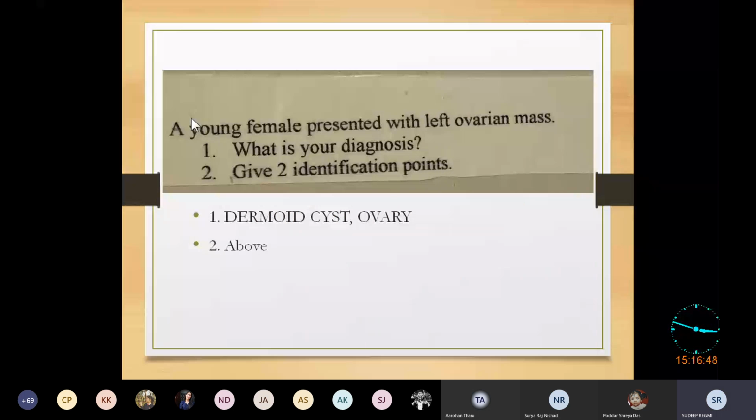So a young female presented with left ovarian mass, what is the diagnosis, and give two identification points. So you can do this. What is the diagnosis? It is dermoid cyst ovary or mature cystic teratoma ovary. Give two identification points. We have already discussed about that.